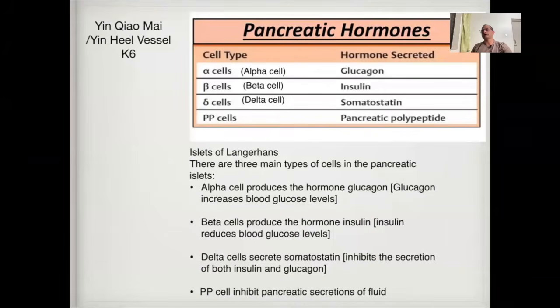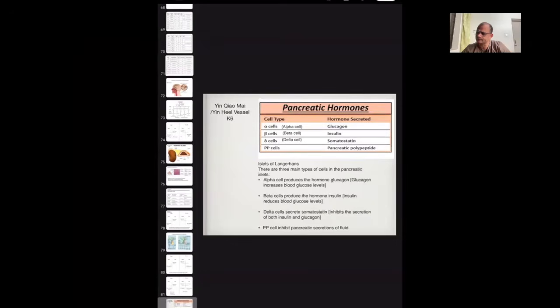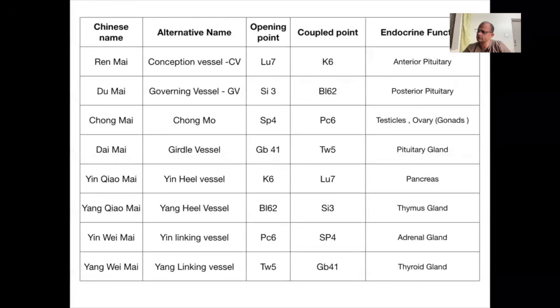Now we are coming to the pancreas. Pancreas is a very important structure. So quickly, first I will tell you, in the EOV, the extraordinary vessels, Kidney 6 is the point that activates your pancreas. Kidney 6 is of the yin heel vessel, or the yin Chong Mai. We already have seen in this chart, हम इस chart में देख चुके हैं. In this chart, it is very clearly mentioned pancreas is activated by yin Chong Mai, yin heel vessel. The master point is Kidney 6.